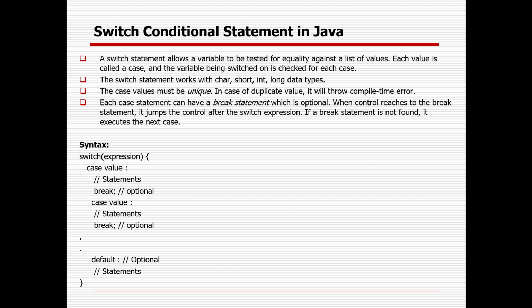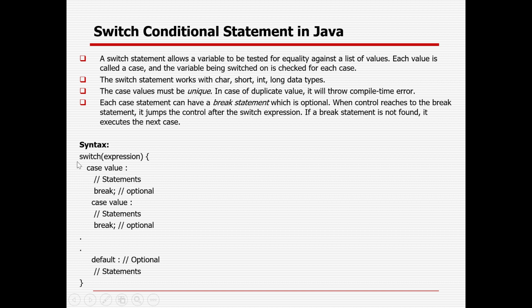A switch statement allows a variable to be tested for equality against a list of values. Each value is called a case, and the variable being switched on is checked for each case. A switch statement can work for different data types. It can be character, short, integer, long also. The case values must be unique. In case of a duplicate value, it will throw a compilation error. Each case statement can have a break statement, which is optional. When the control reaches the break statement, it jumps to after the switch statement. If a break statement is not found, it will execute the next case.